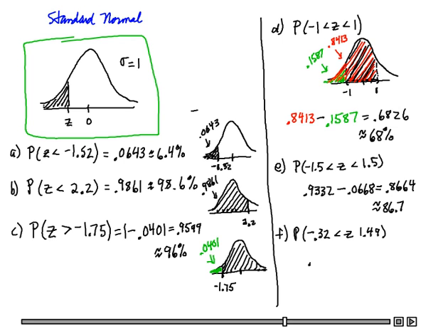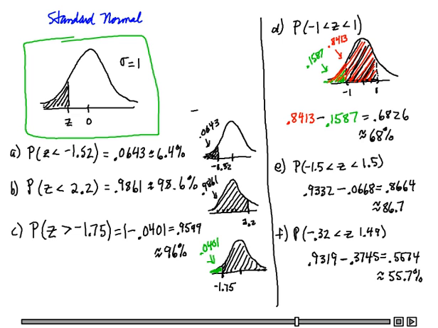So that would be 0.9319. And then for the negative 0.32, I go down to row negative 0.3 and over to column 0.02. So that gives me 0.3745. And I could subtract those to get 0.5574, which is approximately 55.7%.